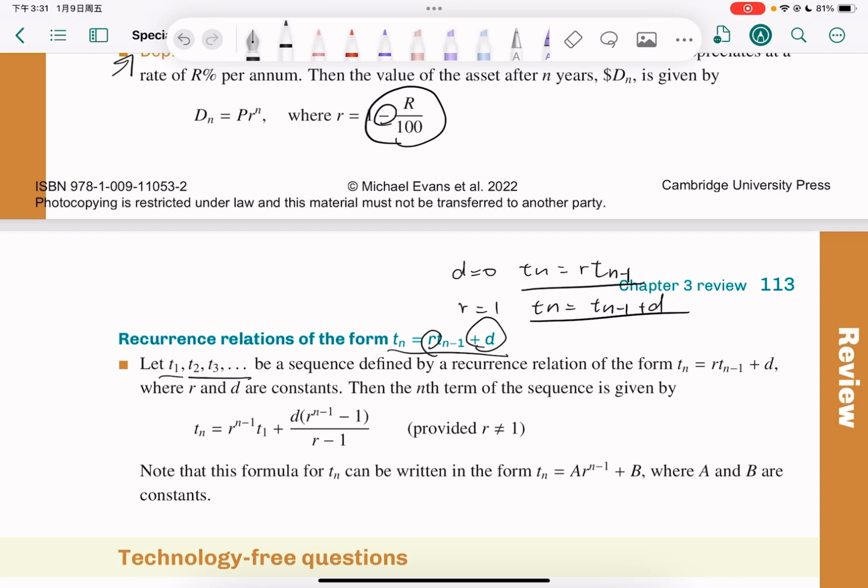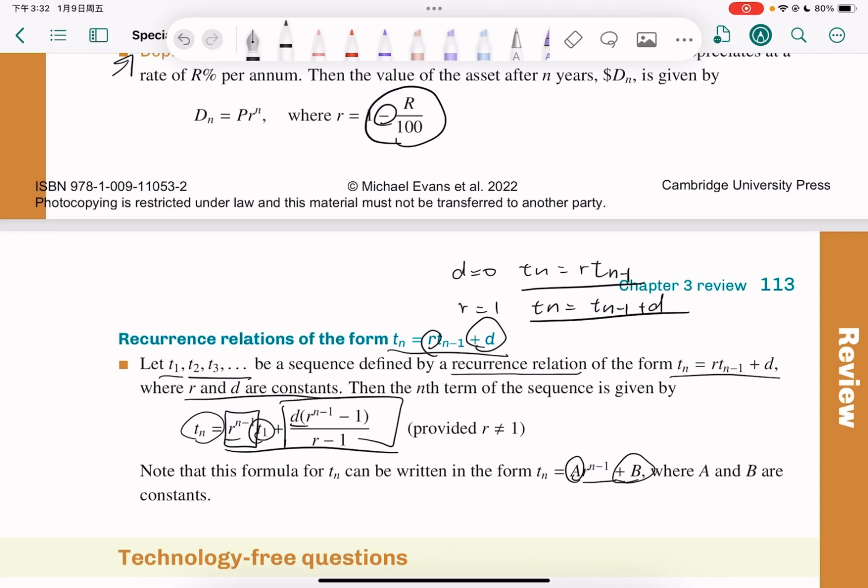So if T1, T2, T3 and so on is a sequence defined by a recurrence relation of this form, where R and D are constants, the nth term of the sequence can be determined by the first term T1, R, and D. This can be written in the form A times R to the n minus 1 plus B, where A is this part, and B is this whole part.